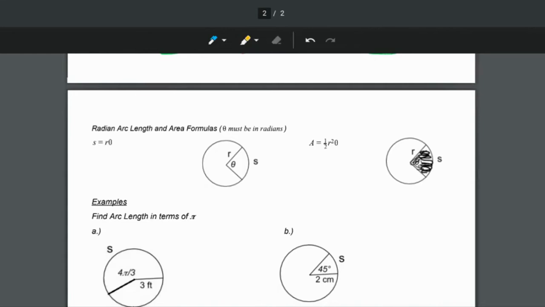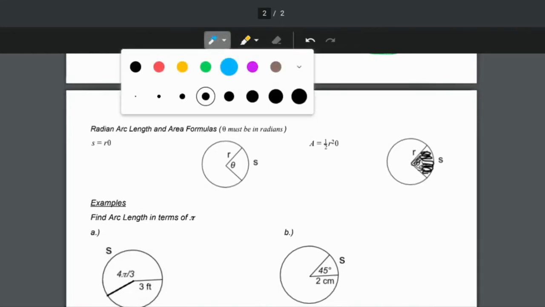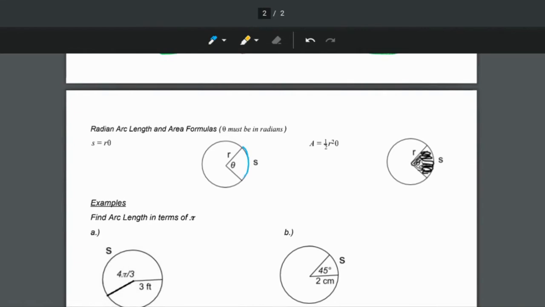So the arc length is, again, like the pizza crust. If you think of this as a pizza, we have the outer edge, that's your arc length, and the entire slice, that's your area, and that is called a sector.